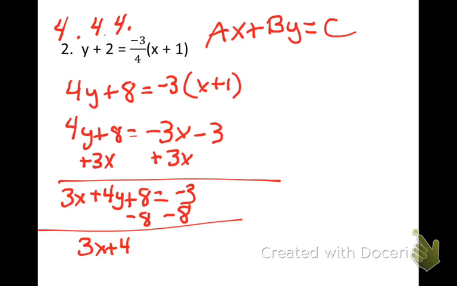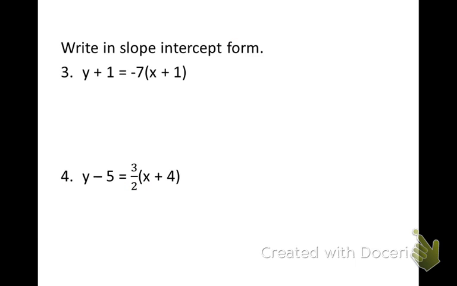3x plus 4y equals negative 3 plus negative 8 would be negative 11. A is not negative, nothing goes into 3, 4, and negative 11, no fraction, so I would be done. Now we're going to write the next ones in slope-intercept form, so again, keep in mind what that one is. Y equals mx plus b is what I want this one to look like.